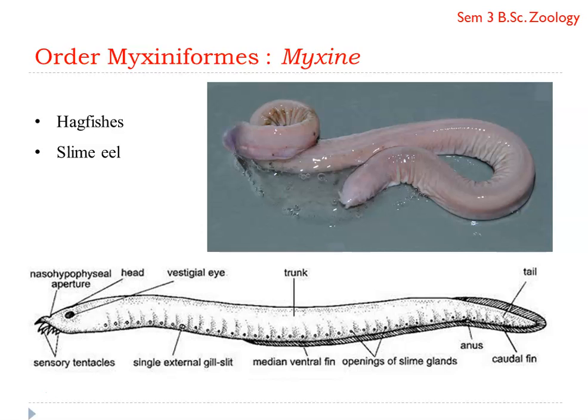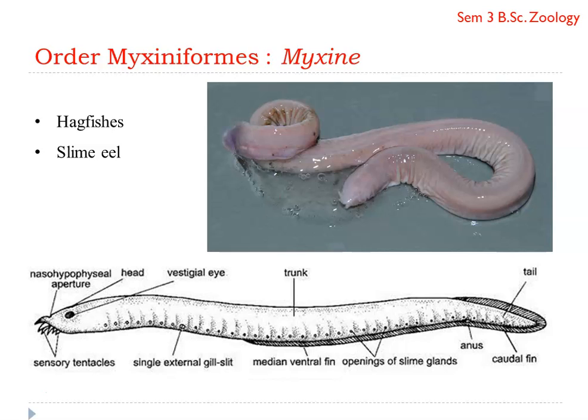Myxiniformes are commonly referred to as hagfishes or slimies. The term hagfish refers to the wrinkled nature of the skin. You can see in the figure the wrinkled skin all along the body. It is so wrinkled, it almost looks like a very old lady. So that is why it has the name hagfish, and it looks like a fish.